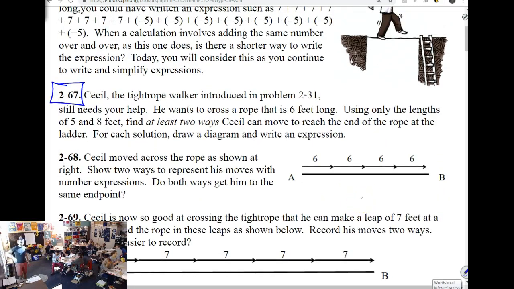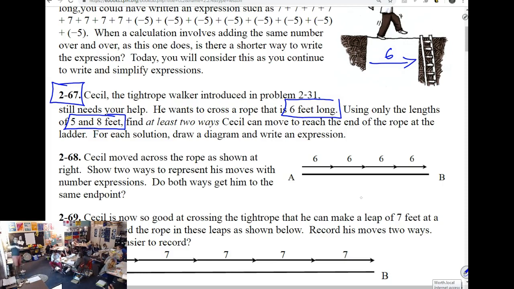Thank you. So you had a problem like this on your homework. I think you used the numbers 5, 6, 7. We need to get to a distance of 6 total feet. So this is a span of 6 feet. But the only moves we're allowed to use are moves of 5 and 8. So I want you to figure out, with your group, and once you get done with this, you can move on to 68, 69.